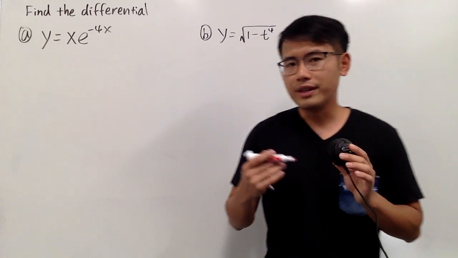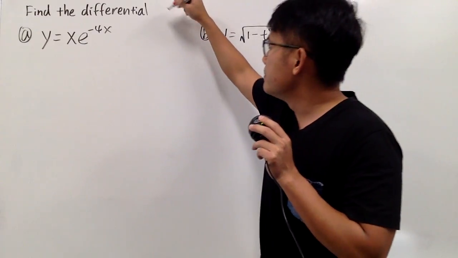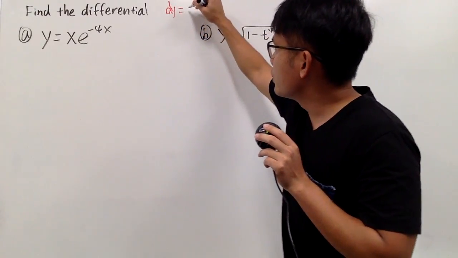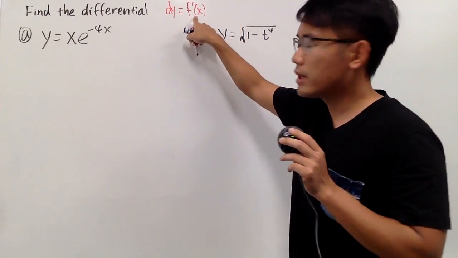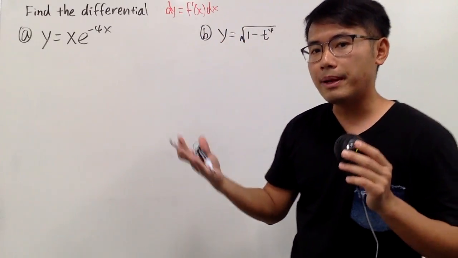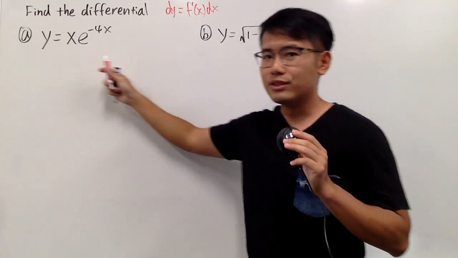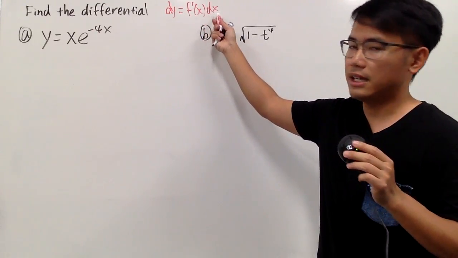Okay, in this video, we are going to find the differential of these two equations. And remember, differential is just simply you have the dy is equal to the derivative of the function that we're talking about, and then we multiply by dx. And of course, depending on which independent variable we're using, here we're using x. So I put down f prime of x times dx.